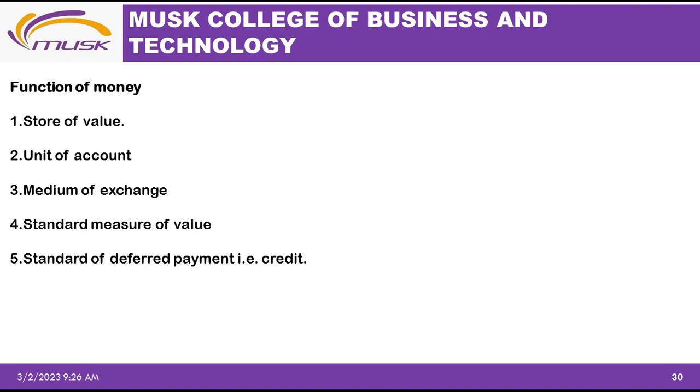Now we also have money having a number of functions. We have what we call the store of value. We also have money as a unit of account. We also have money as a medium of exchange. That is a statement we actually use to do our definition. And then we have money as a standard measure of value. And then we have money as a standard of deferred payment.